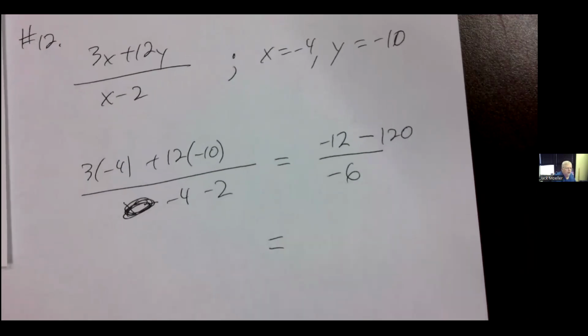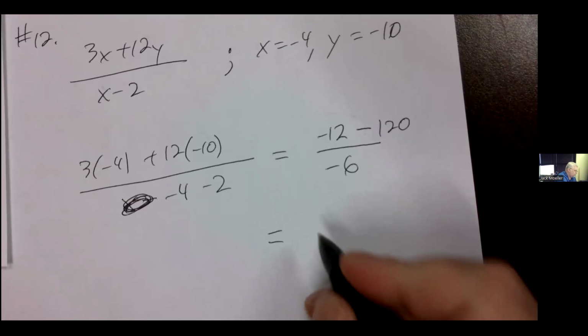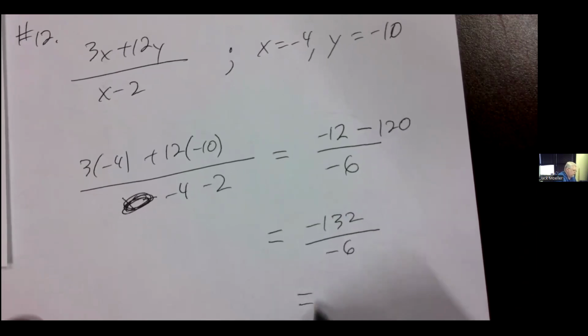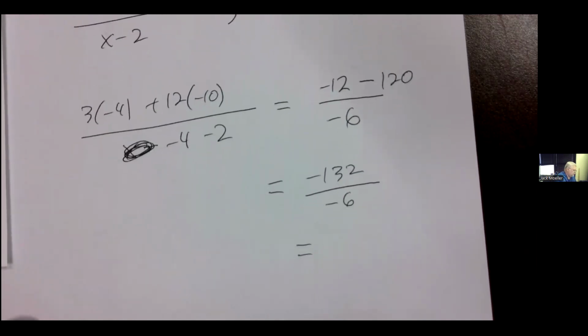All right, we continue with the top. So -12 minus 120 is -132, over -6. Now we have a negative divided by negative, so we know the answer is going to be positive. And then we do 132 divided by 6, and we get 22.